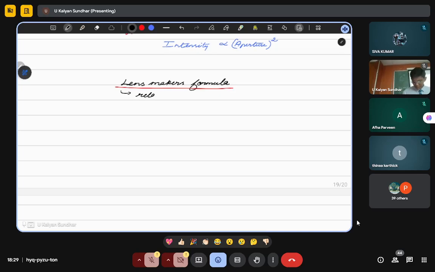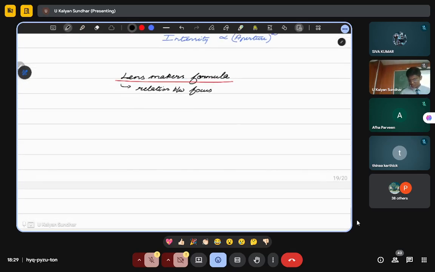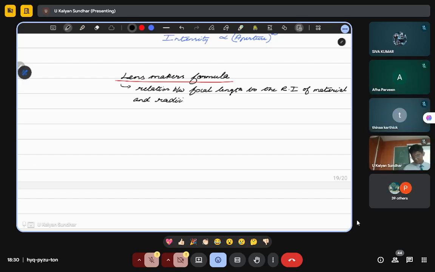So it tells about the relation between the focus, the focal length, to the refractive index. Ri denotes the refractive index of the material, and the radius of the curvature.